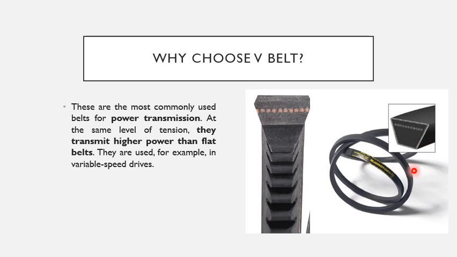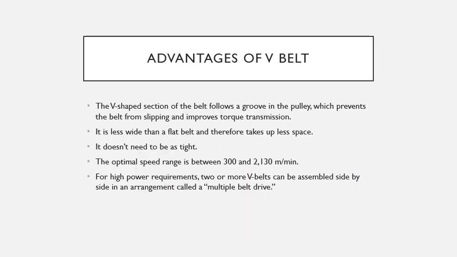So this is the V belt, and these are the most commonly used belts for power transmission. At the same level of tension, they transmit higher power than the flat belt. They are used, for example, in variable speed drives. The V-shaped section of the belt follows a groove in the pulley, which prevents the belt from slipping and improves torque transmission. As you can see in the previous slide, there are different grooves present, so they do not allow the belt to slip.